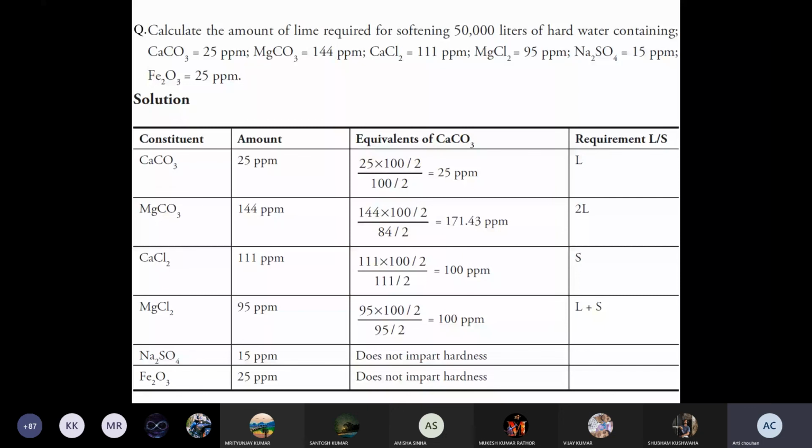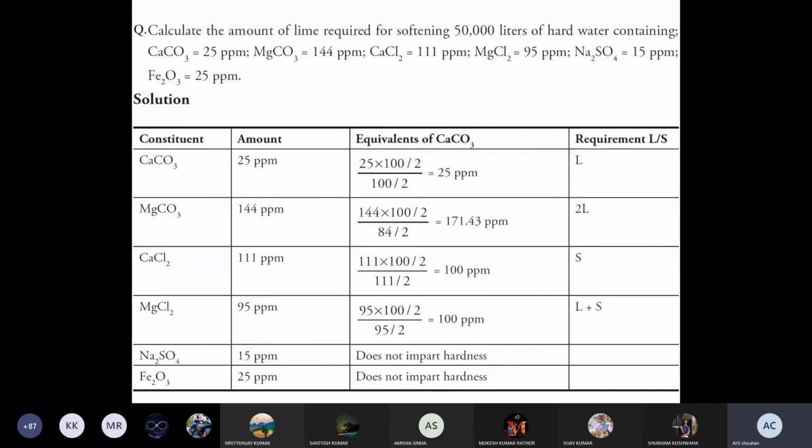Sometimes in a numerical the molecular weight is not given, so it's better to memorize a few important molecular weights of these compounds, like calcium, magnesium, carbon, oxygen, chloride, sulfate, all these. But sometimes the molecular weight is given, so you can calculate the multiplication factor.